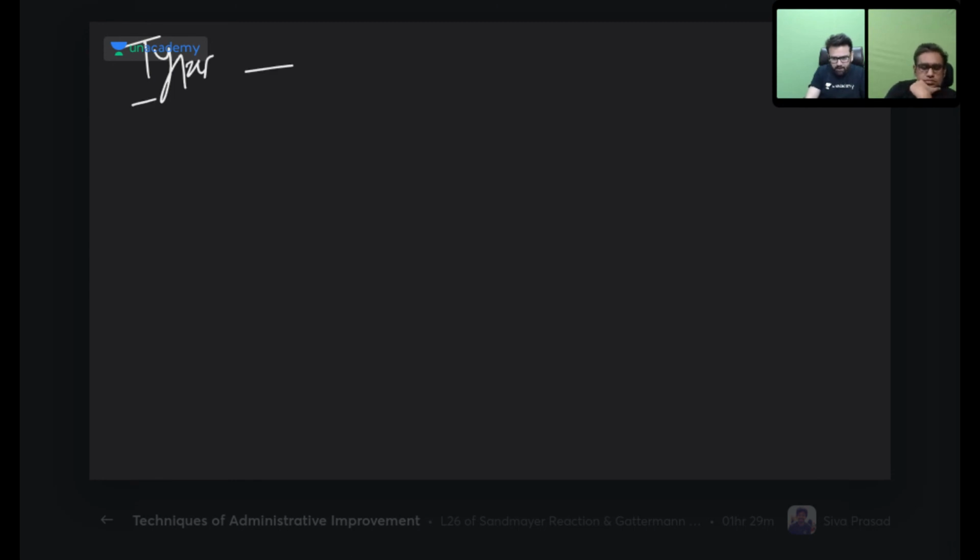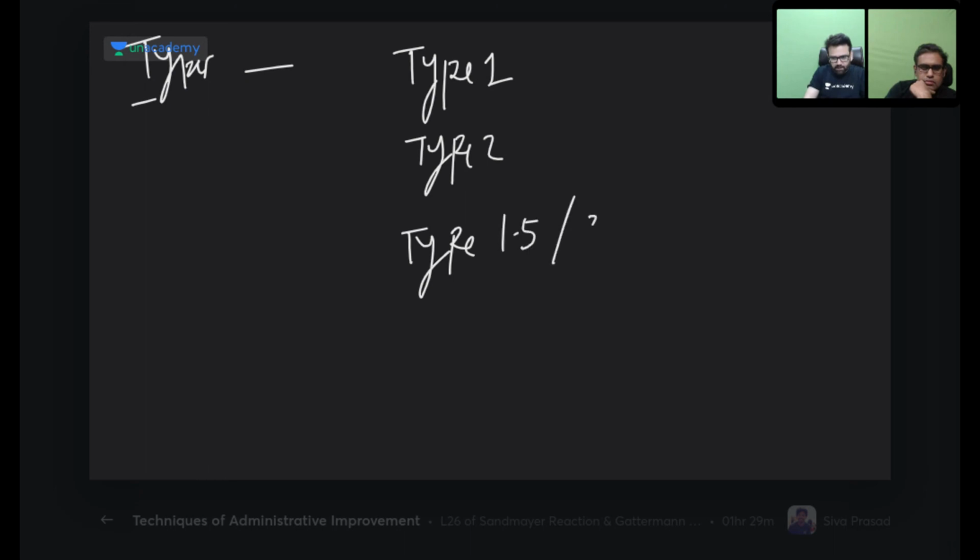Type 1, everyone knows about that. Type 1 is autoimmune. Then type 2. Okay. Then what is type 1.5? It is also called type 3 diabetes. Then there is MODY, maturity onset diabetes of the young.